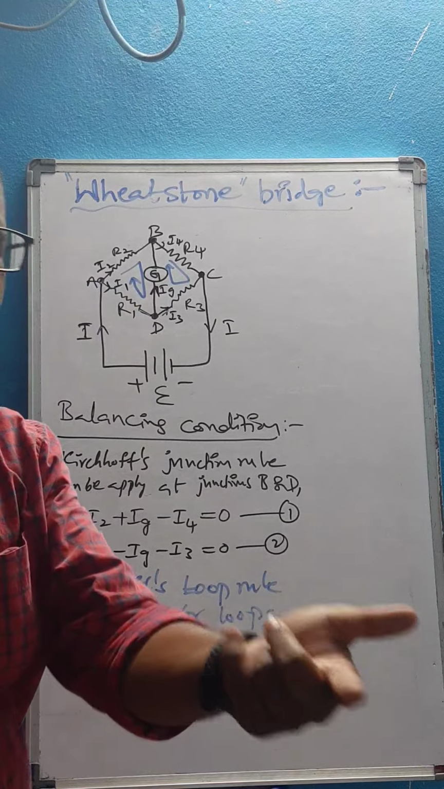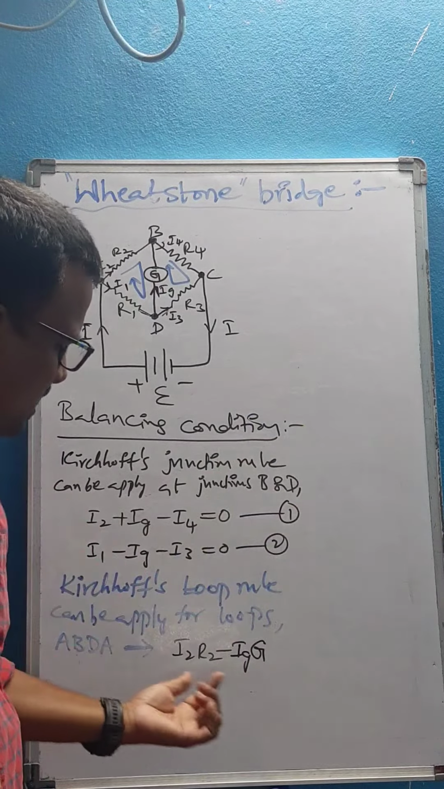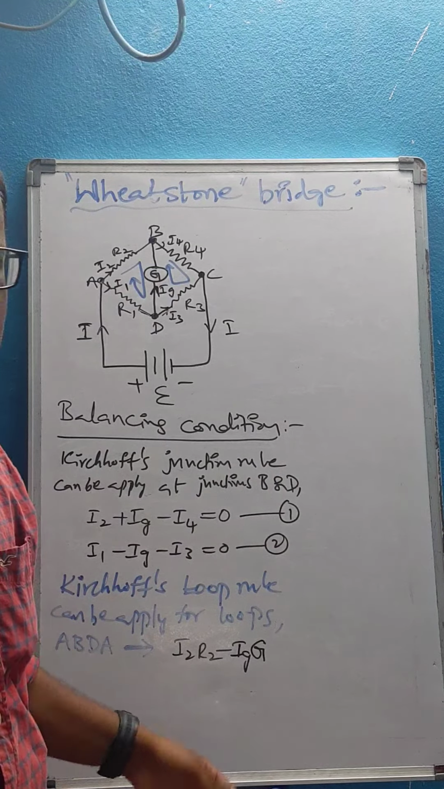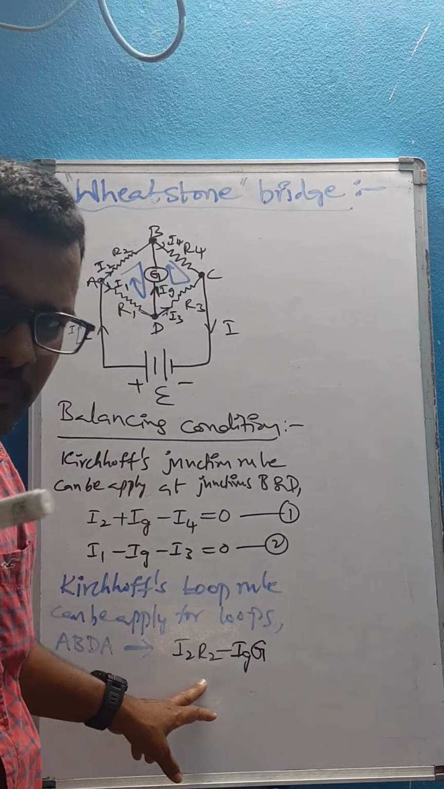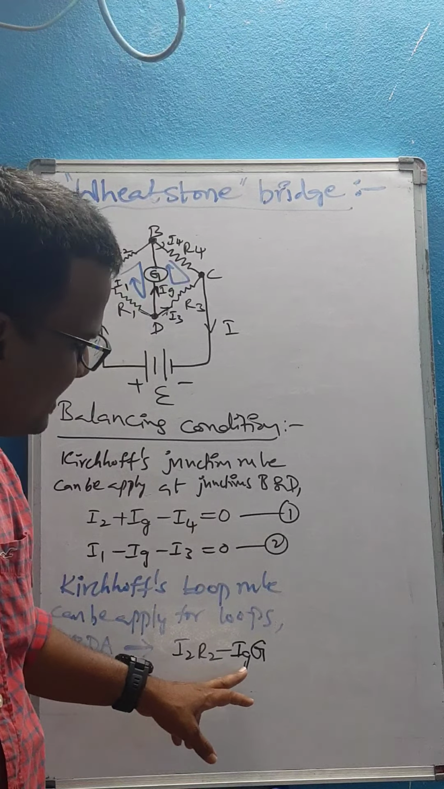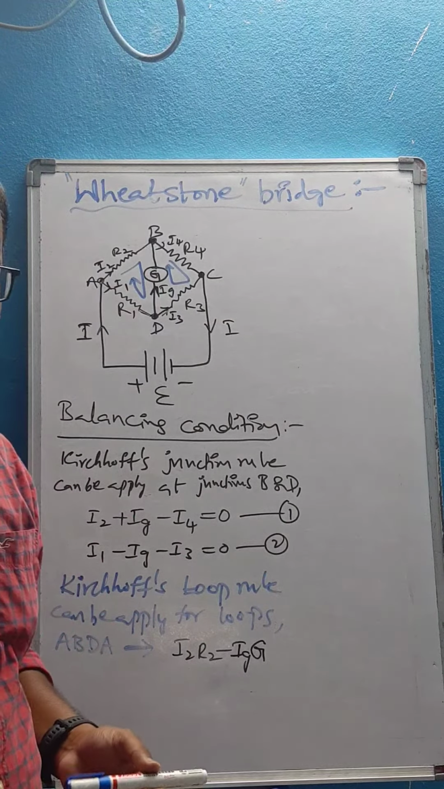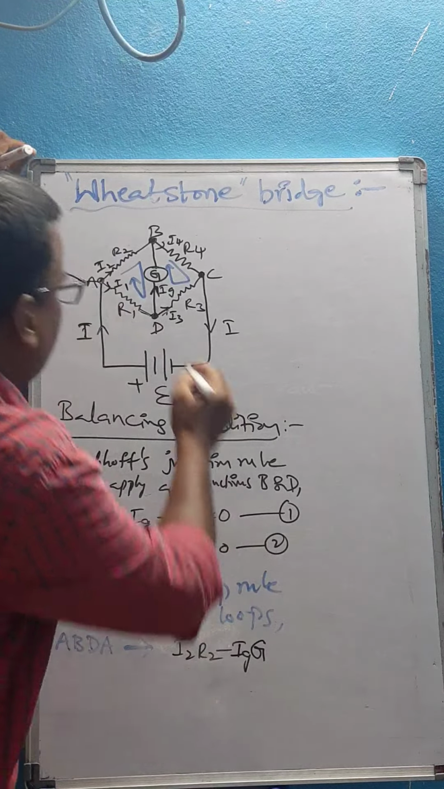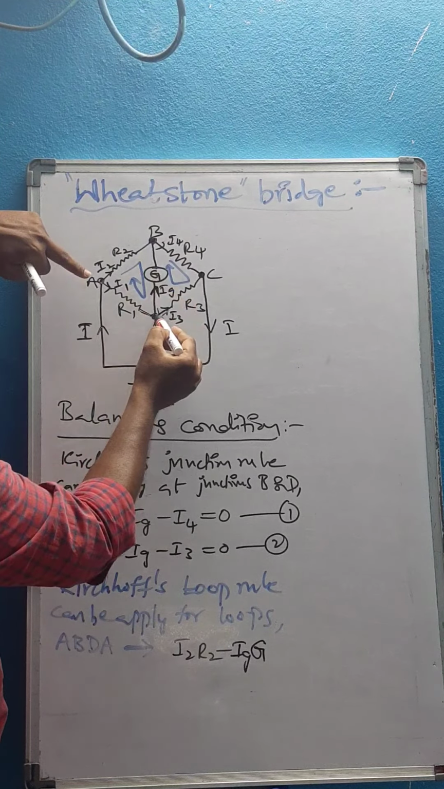I2 R2: IR means potential. What does the loop rule say? The change in potential. Potential means V, and according to Ohm's law, V equals IR. That's why I write IR. So I2 R2, with I2 positive, but we move opposite to IG, so I write minus IG G. Here capital G is the resistance of the galvanometer.